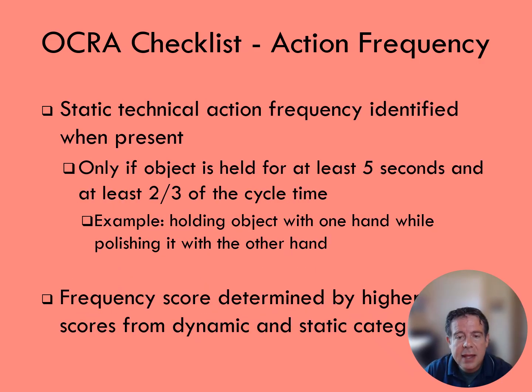So looking at static, there are a number of ways that we don't really think about static that it could be. We would think it is dynamic, but holding an object while polishing it with the other hand. So one hand is holding it at least 5 seconds here of the 2/3 of the cycle time. So that would be an example of the static. This OCRA checklist looks at that frequency of the action between dynamic and static. It scores whichever one is higher is the one that you want to use.